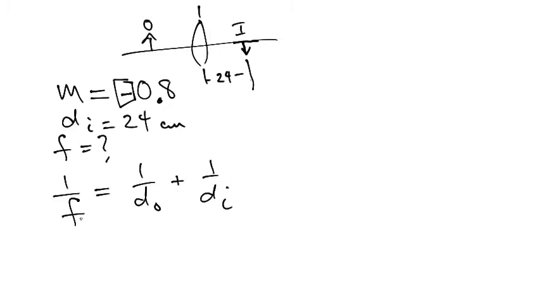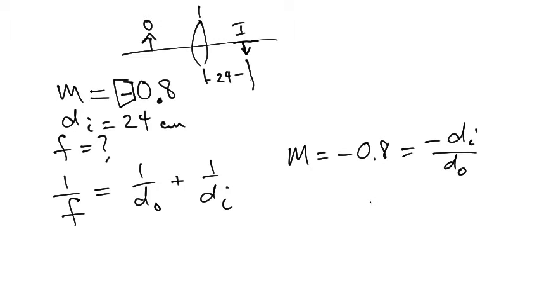Now in order to calculate the focal length, I'm going to need the object distance and the image distance. I already have the image distance, but I don't have the object distance. Fortunately, I do have the magnification. And so therefore, I know that m is equal to negative di over do.